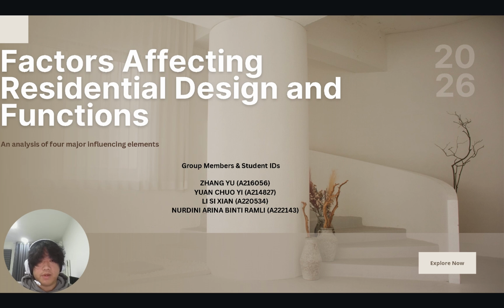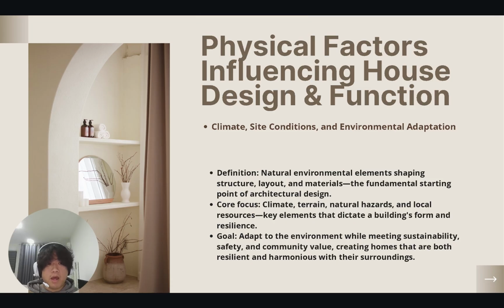This section is about physical factors that change how we design and use houses. Let me start by explaining what physical factors are. Physical factors are all natural things around us which control the shapes inside, the layout, and building materials of a house. We mainly look at local weather, landscape, natural design theories, and the local building materials.